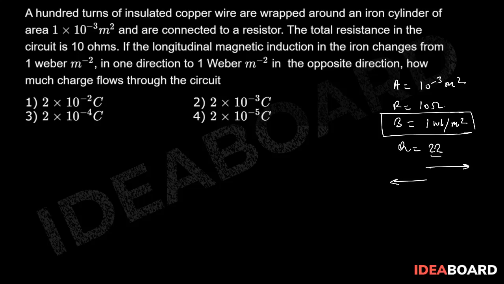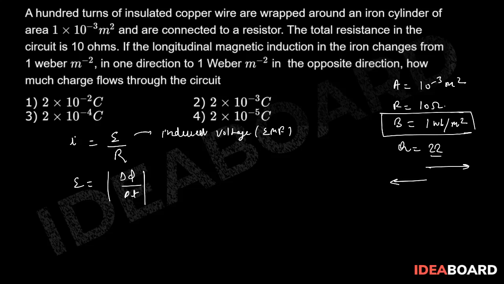First of all, you need to know what is the value of I induced. So I is equal to E divided by R, where E is the induced voltage or EMF. And now what is the induced EMF? E is equal to, in magnitude, delta phi upon delta t simply.